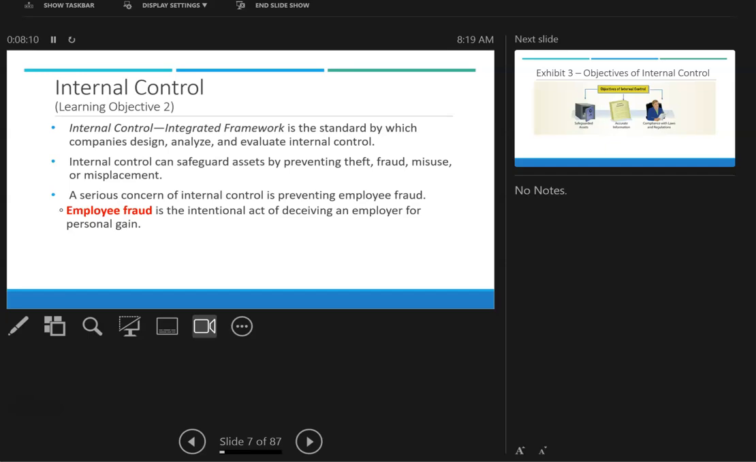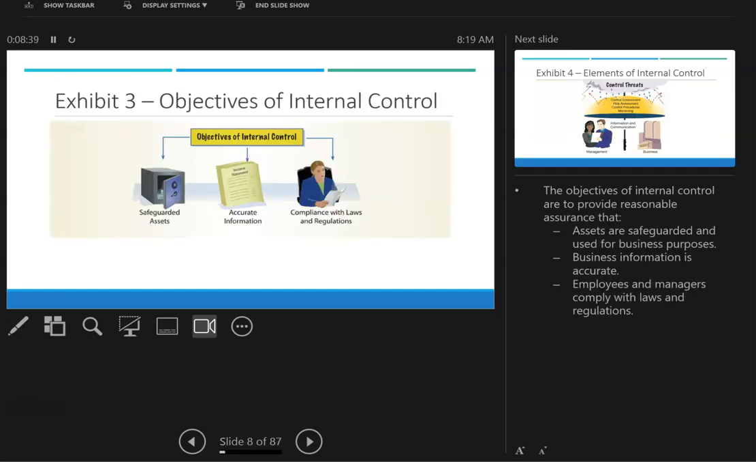So internal controls are important because they protect the assets of a company. As you see here, internal controls safeguard assets by preventing theft, fraud, misuse, or misplacement. A serious concern of internal control is preventing employee fraud. Employee fraud is the intentional act of deceiving an employer for personal gain.